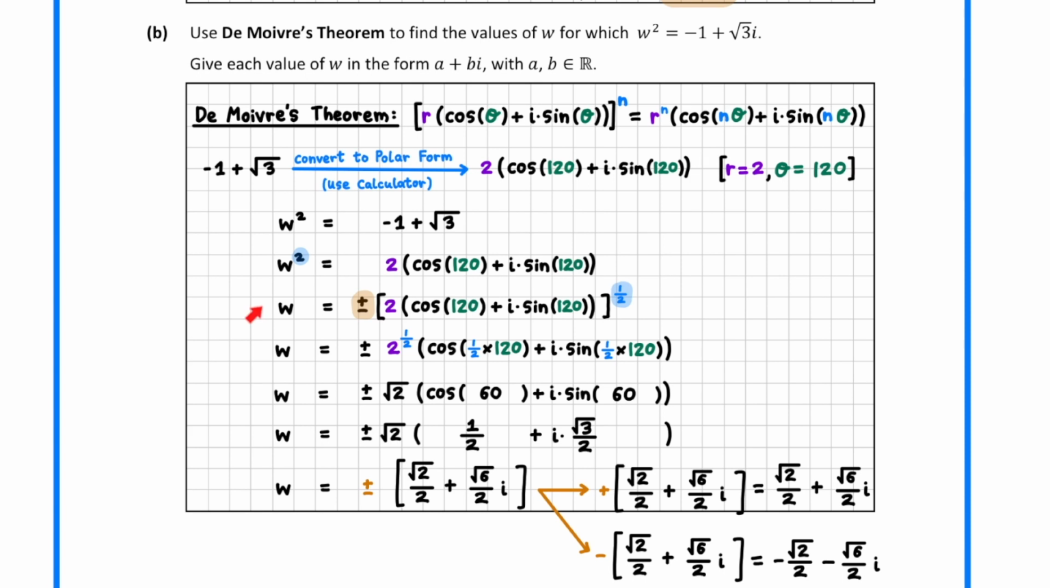Now we can apply de Moivre's theorem with r equal to 2, theta equal to 120, and n equal to 1/2. We can simplify, use our calculator, and then multiply in the root 2. To obtain our final answers, we split the plus minus sign into two separate cases.